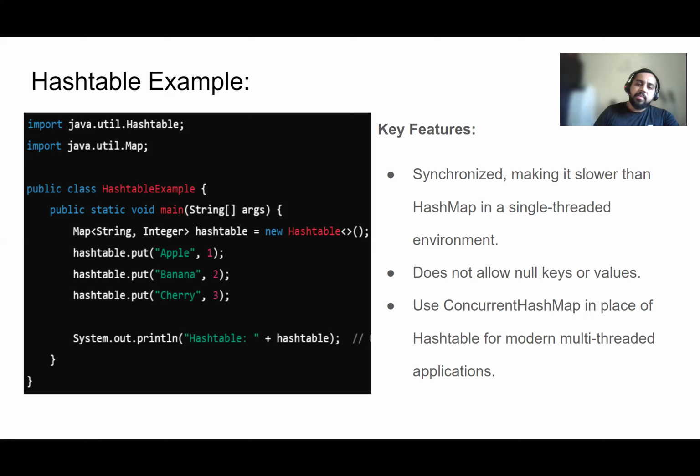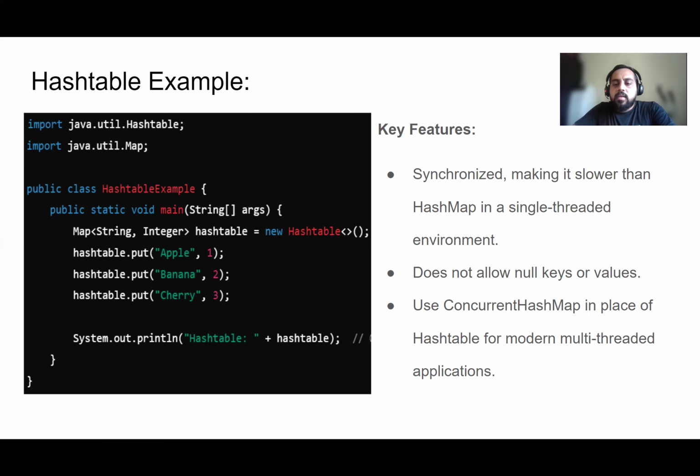Because it's synchronized, it is slower compared to a HashMap, especially in a single-threaded environment. If you use a Hashtable there, the thread will be locked, and until that operation completes, no other process can happen simultaneously. It does not allow null keys and null values.